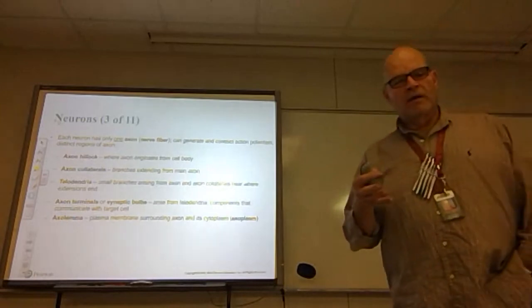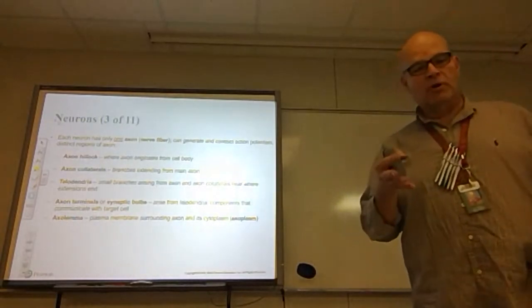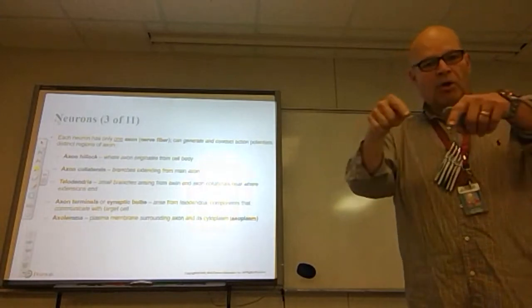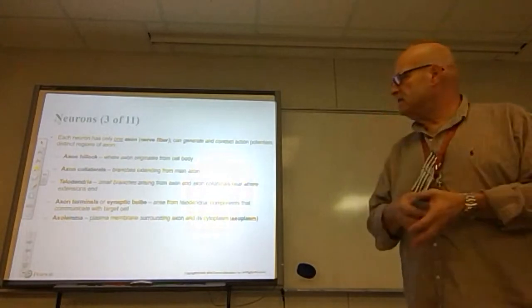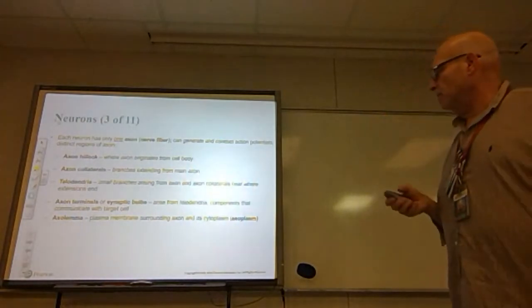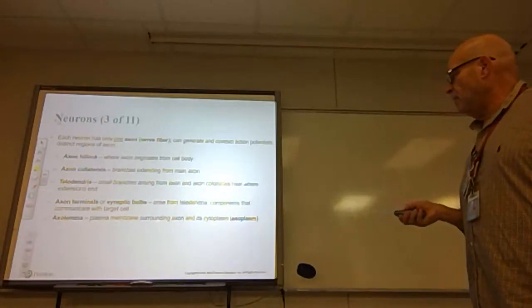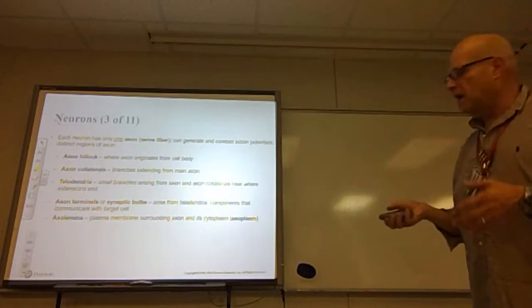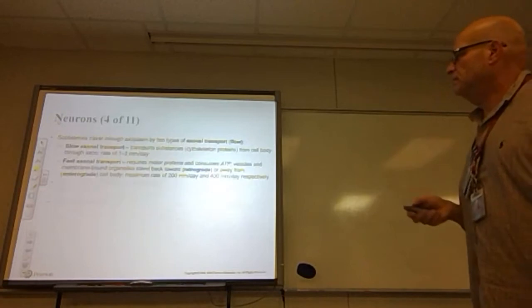If you'll remember on the muscle tissue when we were talking about the axon terminal and the neuromuscular junction, there was that little rounded bulb-like structure at the end of the axon. That is an axon terminal or synaptic bulb. And the axolemma is the plasma membrane that surrounds the axon and its cytoplasm. And again, in the axon, that cytoplasm has its own name. It's referred to as the axoplasm.